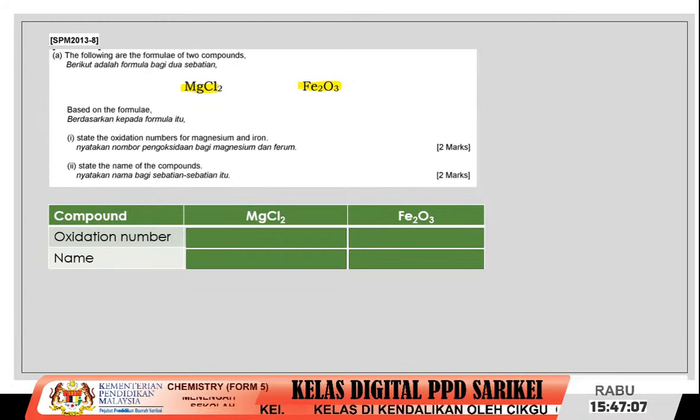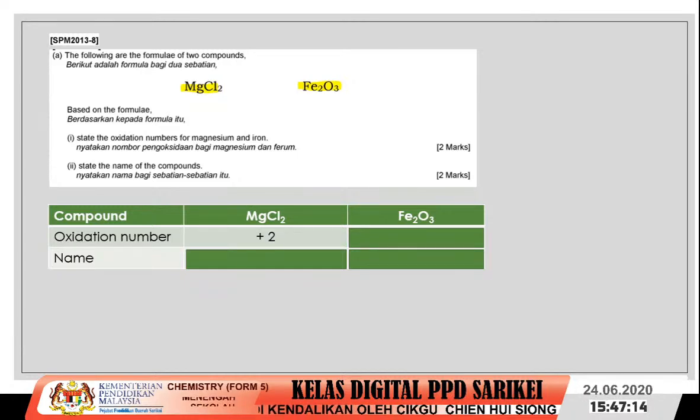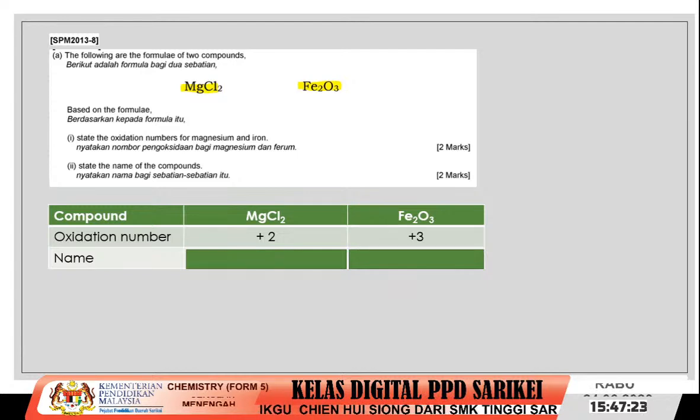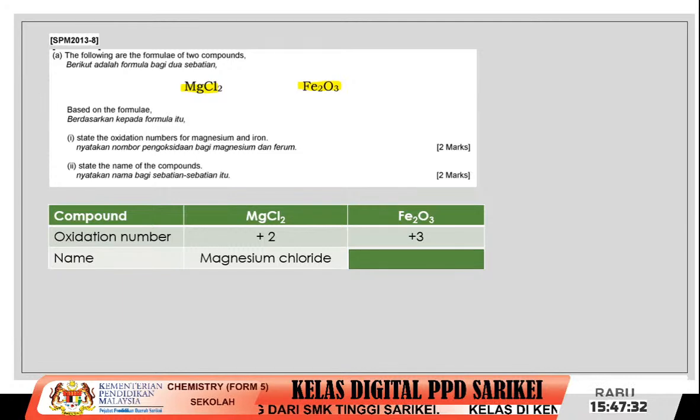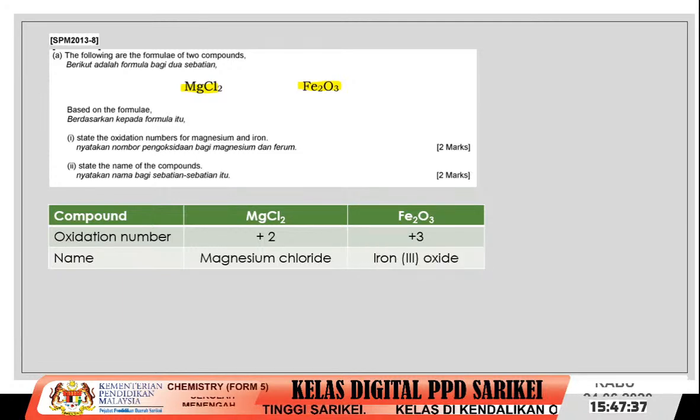You can answer this question in table form. The oxidation number of magnesium is positive 2. And the oxidation number of iron in Fe2O3 is positive 3. The correct naming of magnesium MgCl2 is magnesium chloride. And the correct naming for Fe2O3 is iron(III) oxide.